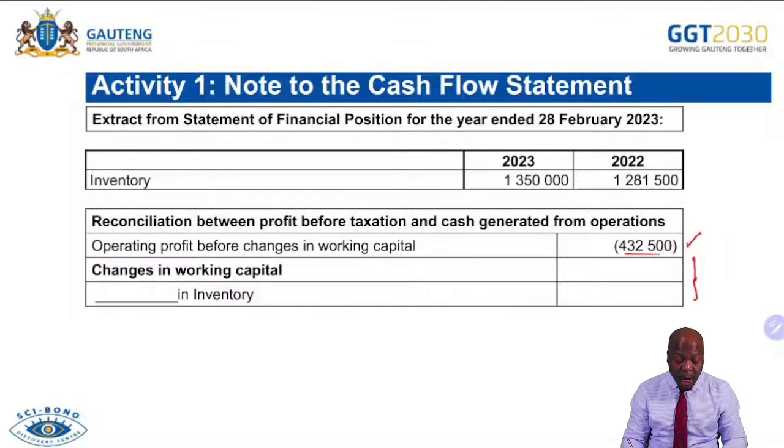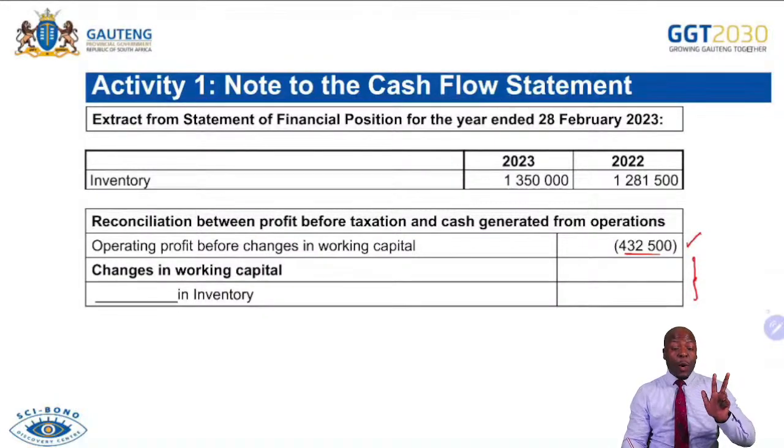When we come to the changes in working capital, there are three aspects that we'll look at. Number one, it is your inventory. Number two, it is your trade and other receivables. And then number three, it is your trade and other payables.